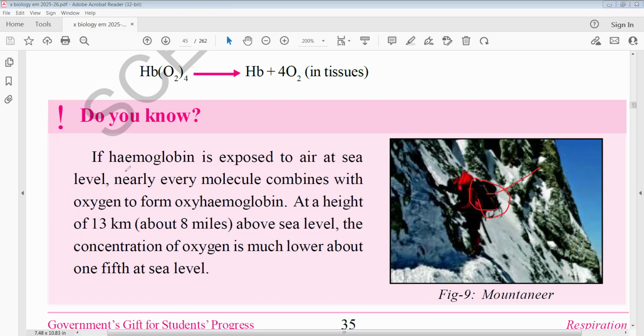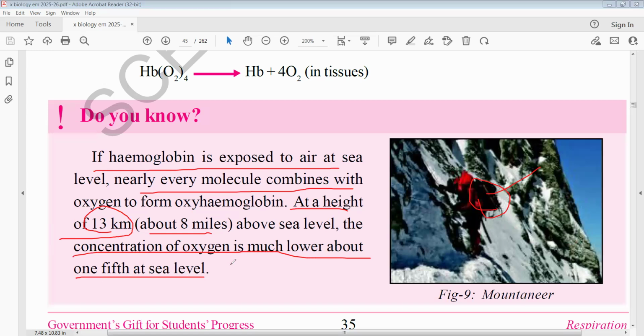Let us go to that. So in higher altitudes, oxygen will decrease. Let us see, at sea level, when you take a height of 13 kilometers, that is about 8 miles above sea level, the concentration of oxygen is much lower, about one fifth of that at sea level. So one fifth will decrease.